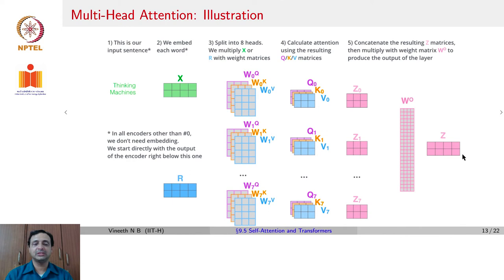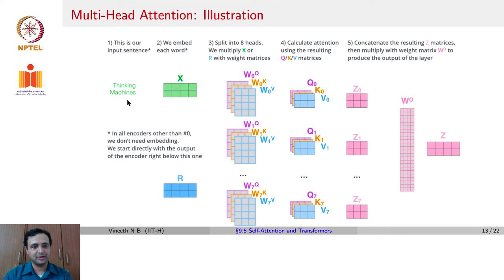So you see here that there is something called R. R simply indicates that in your transformer architecture, there are multiple encoder layers. The first encoder layer receives X as the input. Every other encoder layer receives the output of the previous encoder layer as input. That is denoted by R. So the original sentence and the words may not be given as input to the second encoder in that set of stacked encoders, but it would be the output of the first encoder that's fed there.